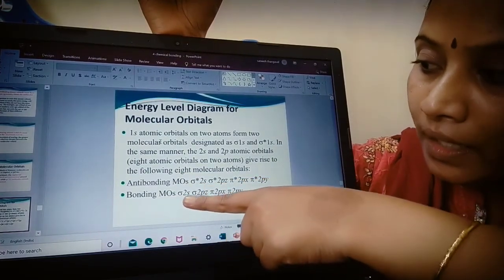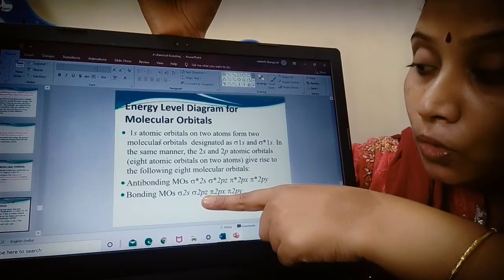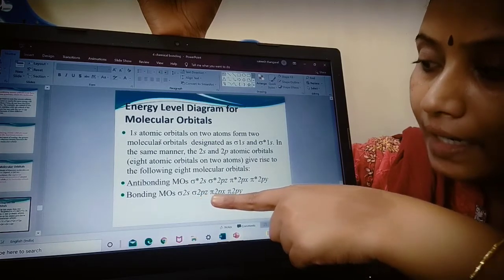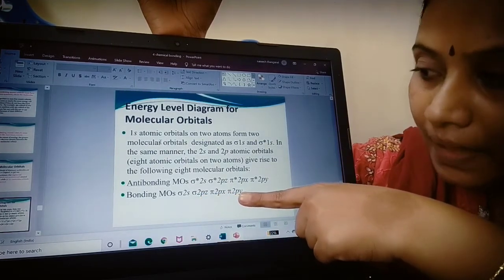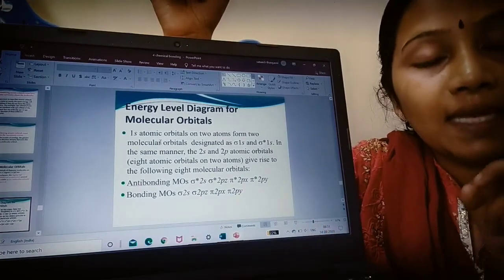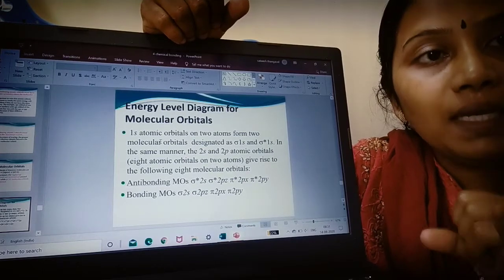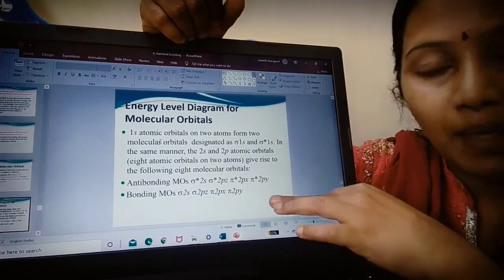Look into bonding. S is forming sigma, and when you look into Pz, Py and Px, they are forming sigma and pi bonds. So the s orbital, either 1s orbital or 2s orbital, gives sigma bonds. With Px, Py and Pz, you are getting pi bonds.